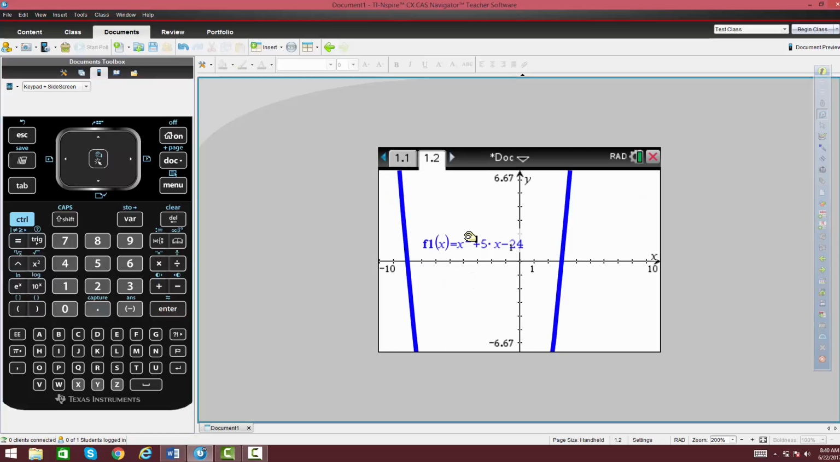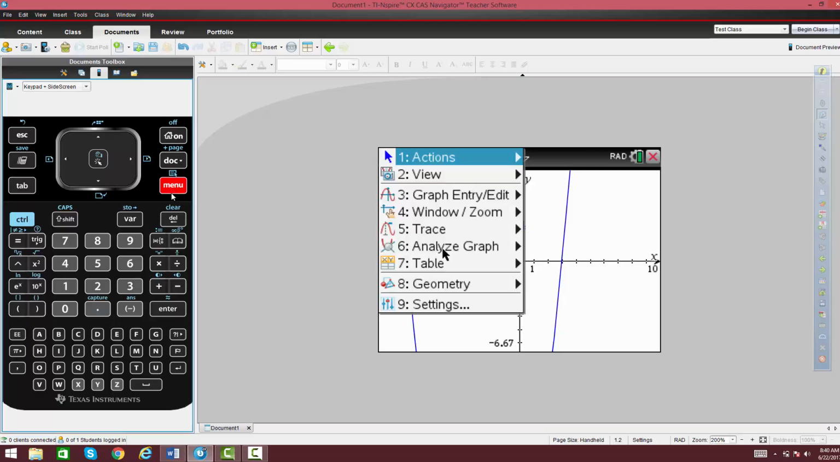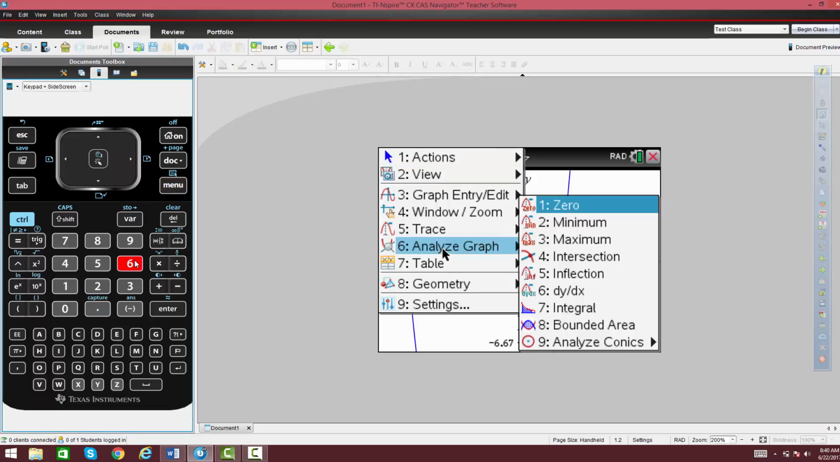So the function graphs, and it has x-intercepts or zeros of the function at x equals -8 and x equals 3. If I didn't have this function going through perfect tick marks, I could ask the calculator to find those zeros for me. I would go to Menu, 6 for analyze graph, and 1 for 0.